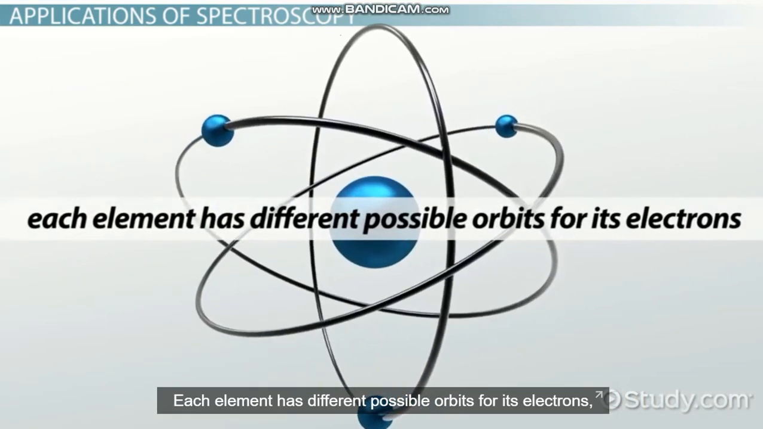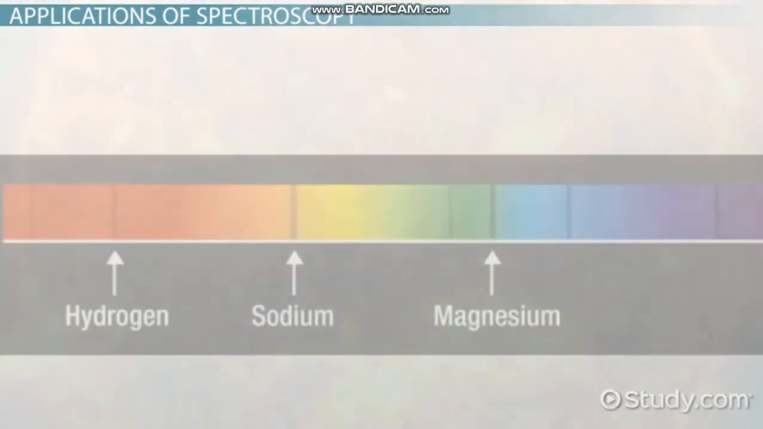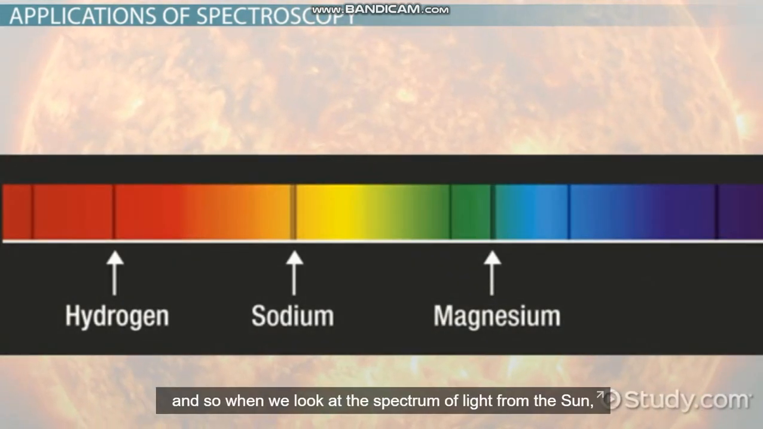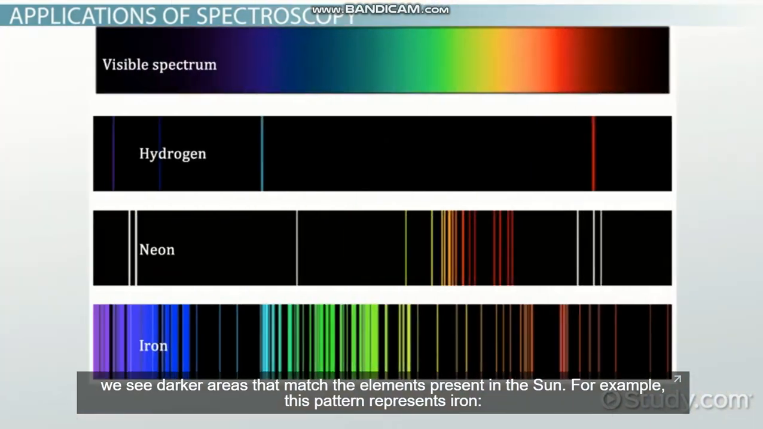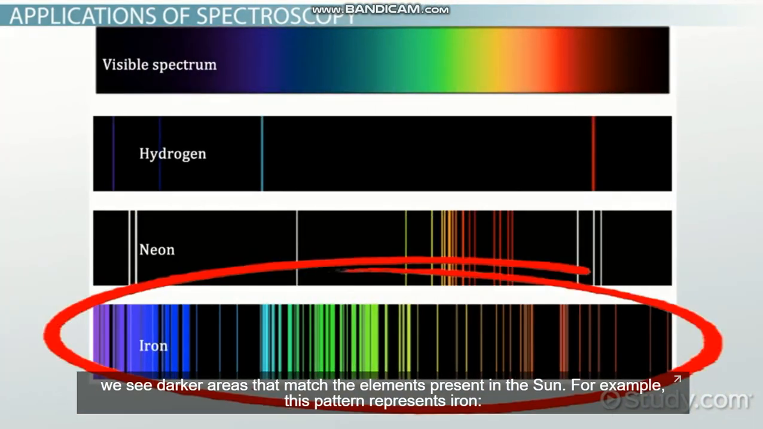Each element has different possible orbits for its electrons, and so when we look at the spectrum of light from the sun, we see darker areas that match the elements present in the sun. For example, this pattern represents iron.